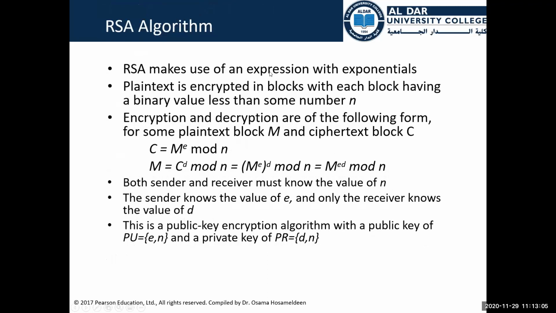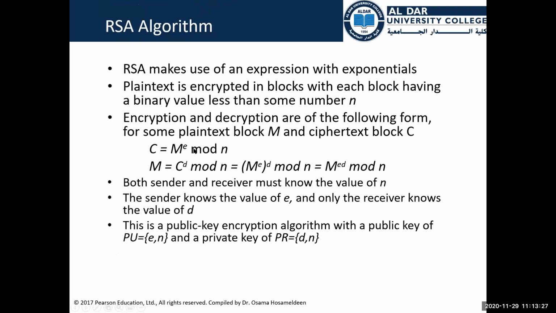RSA makes the expression with exponentiation. The encryption is just m to the power e mod n, and the decryption is c to the power d mod n. Here e is the public key and d is the private key.